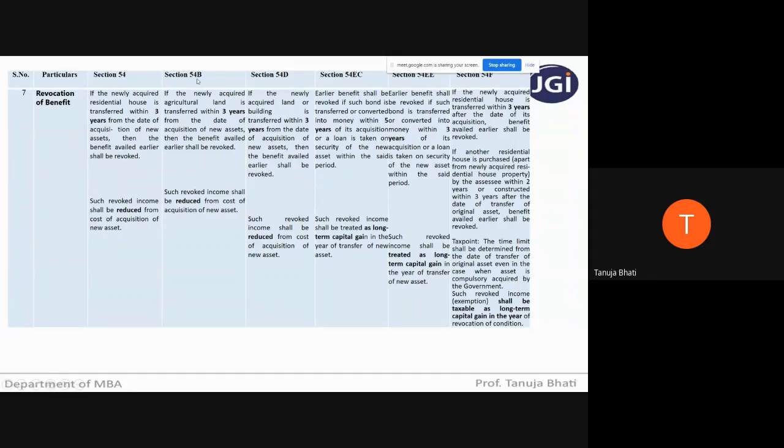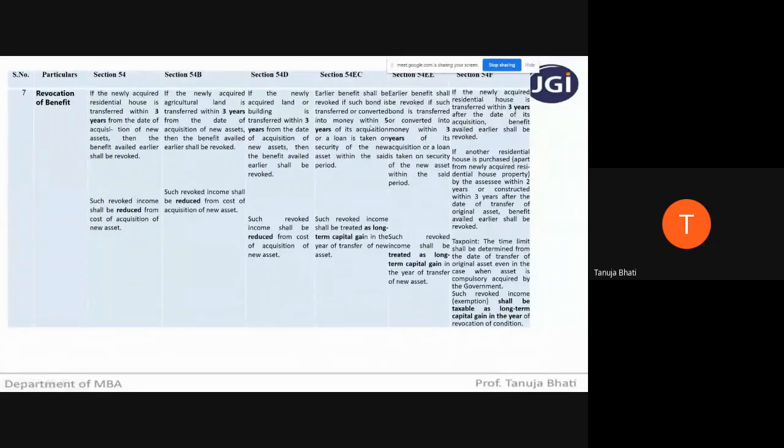Similarly, under section 54B, if you are transferring the newly acquired agricultural land within a period of 3 years, then again the benefit of deduction will be reversed and it will be added to the cost of acquisition of the new asset. Similarly, under section 54D, within 3 years if you are transferring, such revocation will be reduced from the cost of acquisition. Under 54EC, there is a period of 5 years.